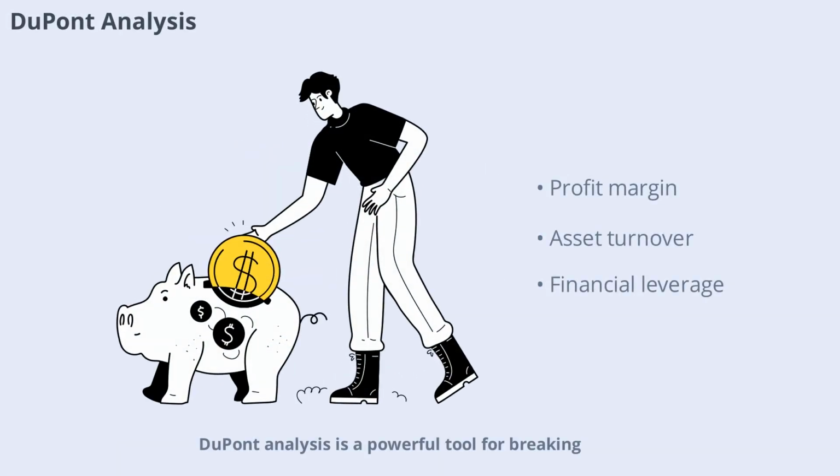DuPont analysis is a powerful tool for breaking down return on equity (ROE) into its component parts: profit margin, asset turnover, and financial leverage. By analyzing these elements, you can pinpoint the drivers behind a company's ROE and identify areas for improvement. This method provides a deeper understanding of financial performance and helps guide strategic decisions.